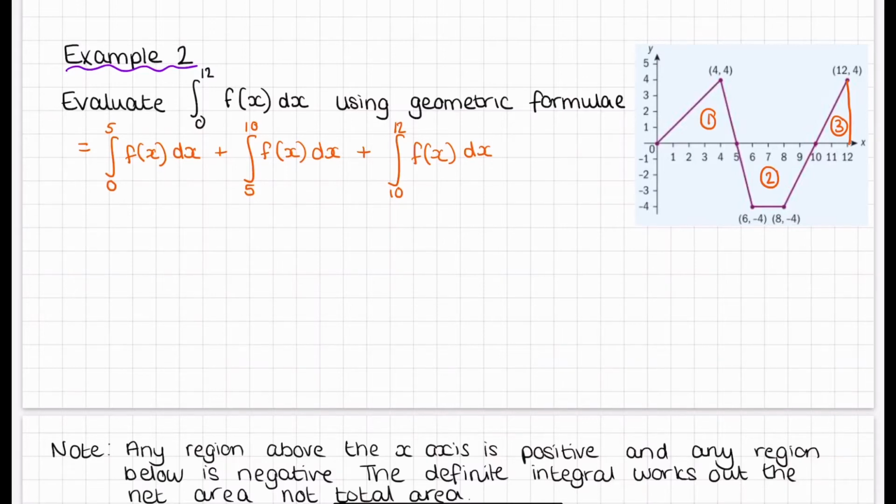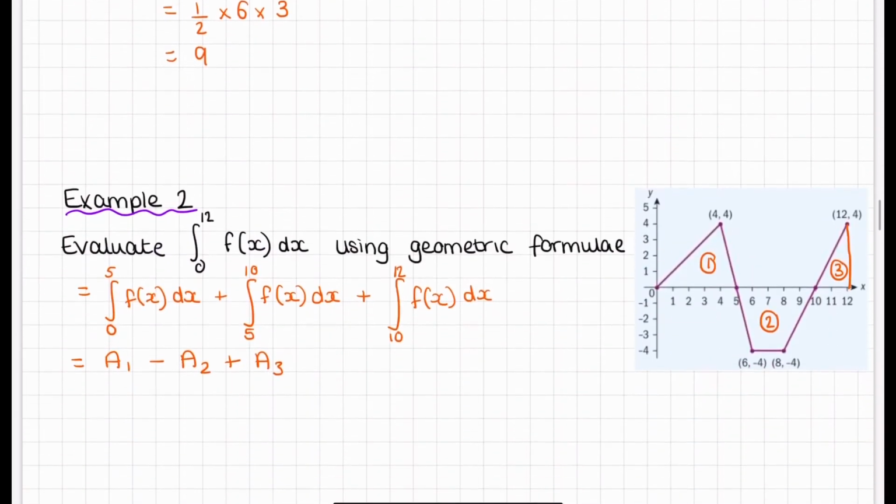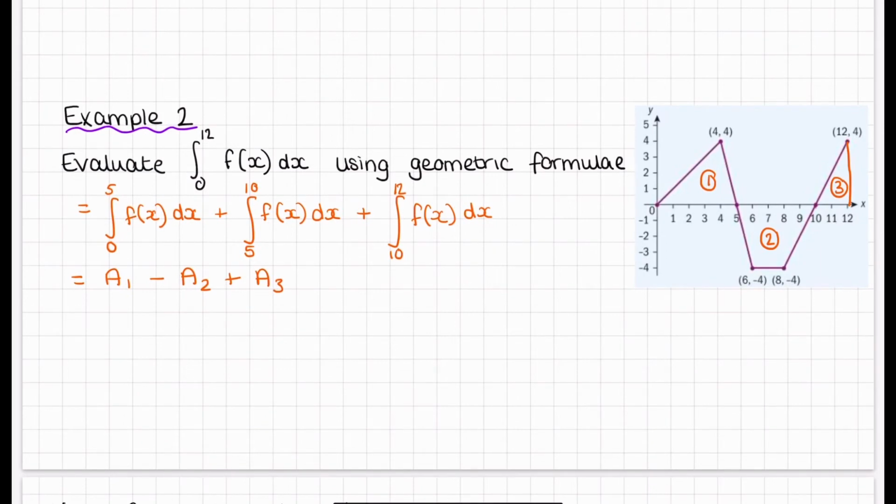The thing to note here is when we are adding areas underneath the x-axis, so a negative, that becomes minus. So this will actually be area 1 minus area 2 plus area 3. Because if we look earlier, what we said is a non-negative function. Now, area 2 is a negative function because it's below the x-axis, so we actually have to minus it.